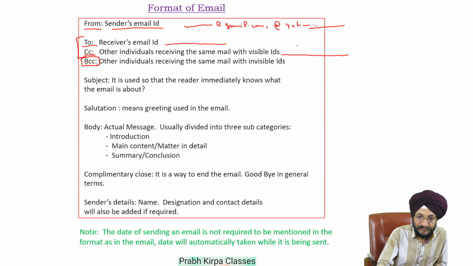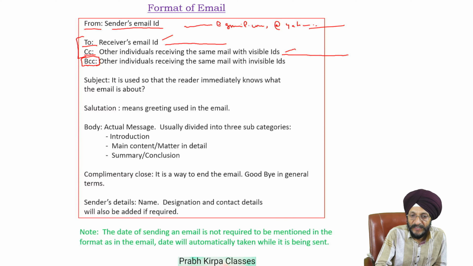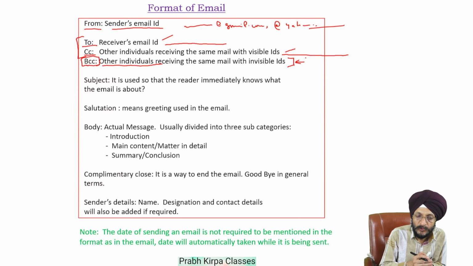That is, the persons mentioned in To or CC will not be able to see that this email has been sent to the persons mentioned in BCC. However, the persons mentioned in BCC will be able to see that this email has been sent to how many persons in To or CC.